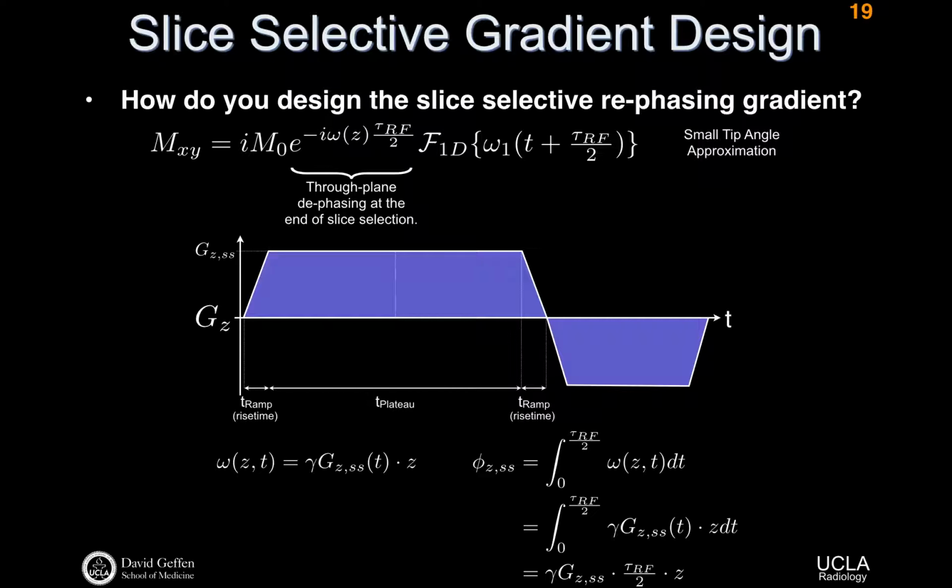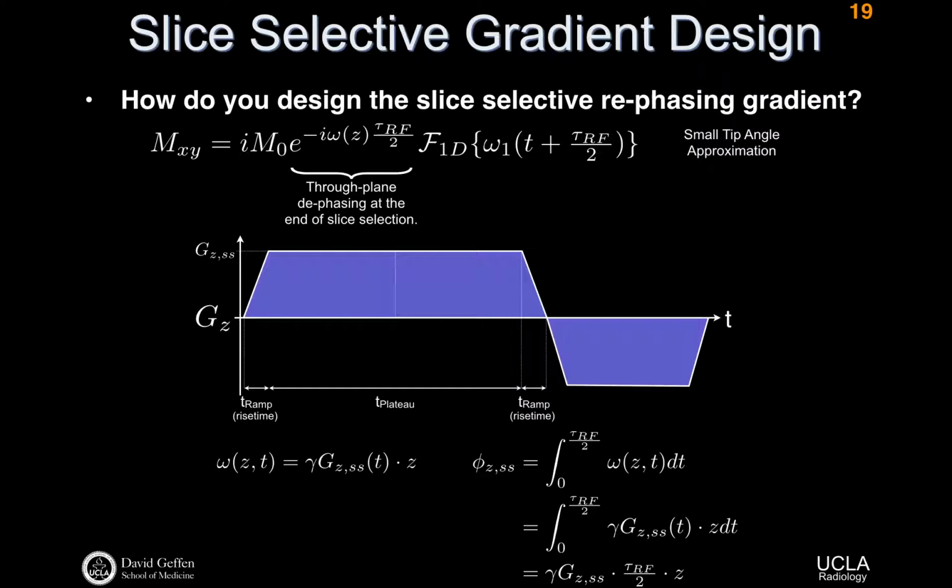But we also ended up with this term in the front, which was the through-plane dephasing, which is present at the end of the slice selection process. So it depended on some omega as a function of z, and that was a consequence of having turned on a GZ gradient. And so we know that omega z, the slice-select gradient that we turn on, generates a frequency according to gamma, the amplitude of the slice-select gradient being used, times the spatial position that you're at. So you'll get a different frequency at different layers of the slice itself.